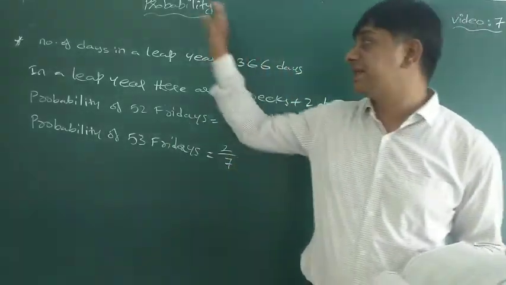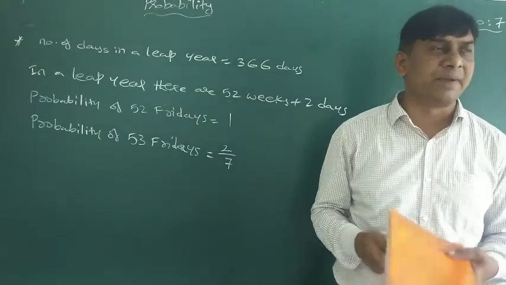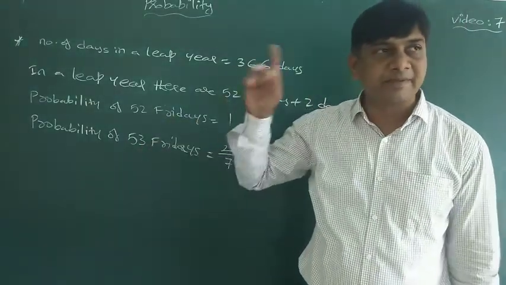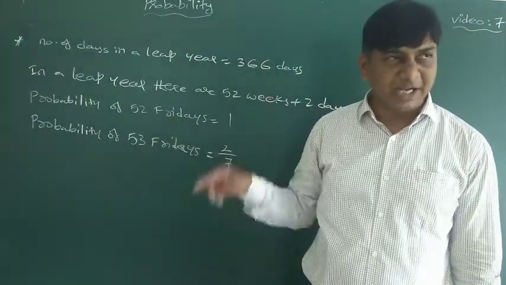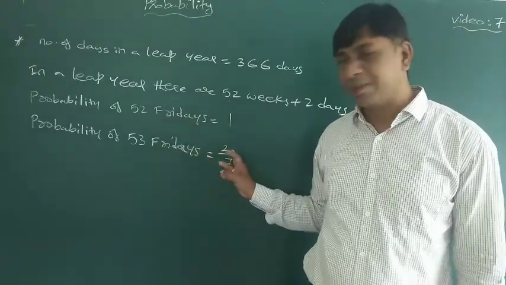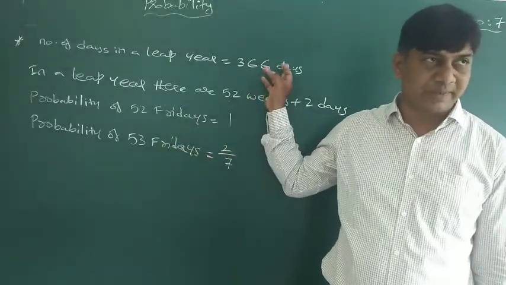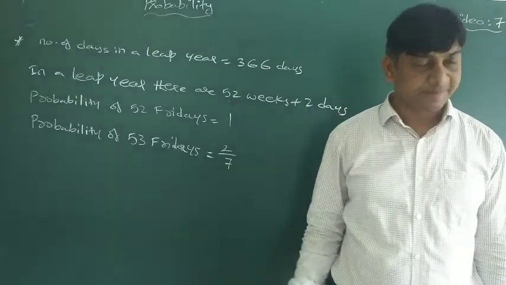Please do it. The leap year and non-leap year concept is very important. In a non-leap year, the probability of 53 Fridays is 1 by 7. In a leap year, 53 Fridays is 2 by 7, because there are 2 additional days, whereas in a non-leap year only 1 additional day is there.